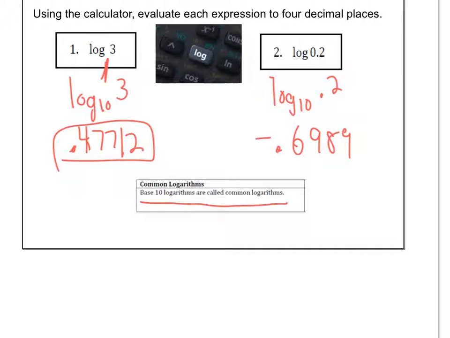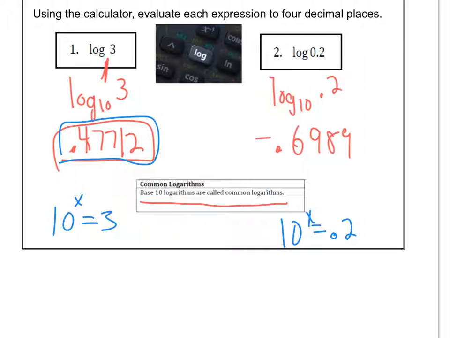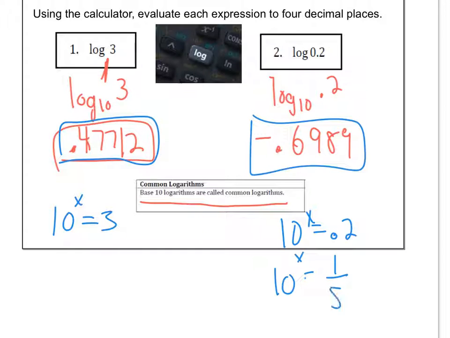This is saying, what exponent do I put on 10 to get 3? What exponent do I put on 10 to get 0.2? Well, it should make sense that it's a decimal. And it should make sense that that's a fraction, because that's literally saying, what exponent do I put on 10 to get 1/5? So it should be a negative exponent. So realize that that's the relationship we're talking about here.